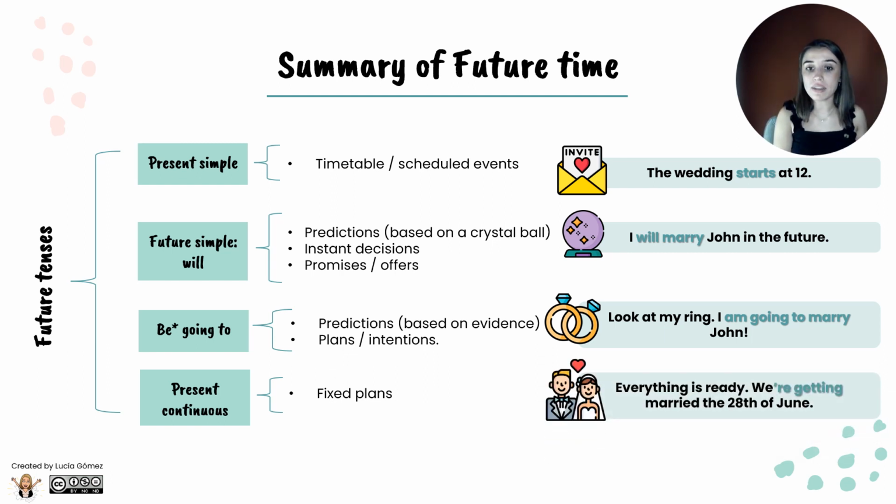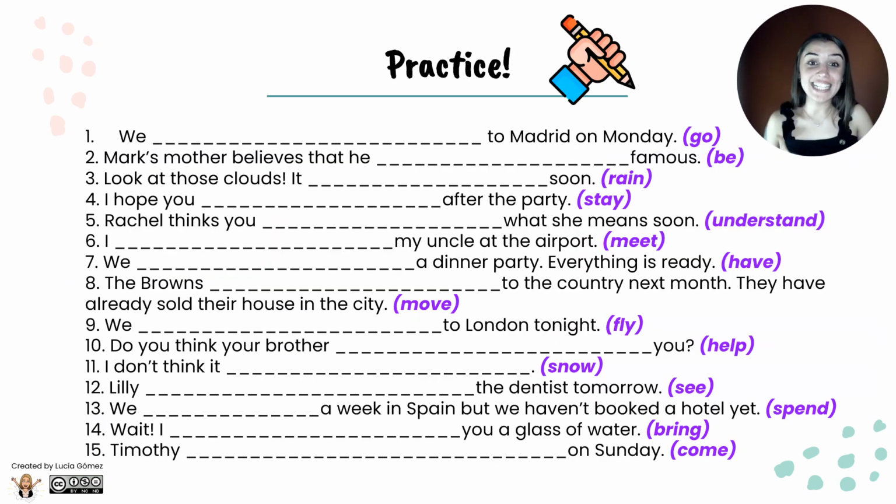If I have something like, everything's ready, now yes, okay, I have the church, I have the restaurant, I have all the invitations sent, and so on and so forth. I am getting married the 28th June. Me caso 100%, me caso sí o sí el 28 de junio. So this is somehow a summary of all future time, but let me try to practice a little bit with all of them. As I always say, practice makes perfect.